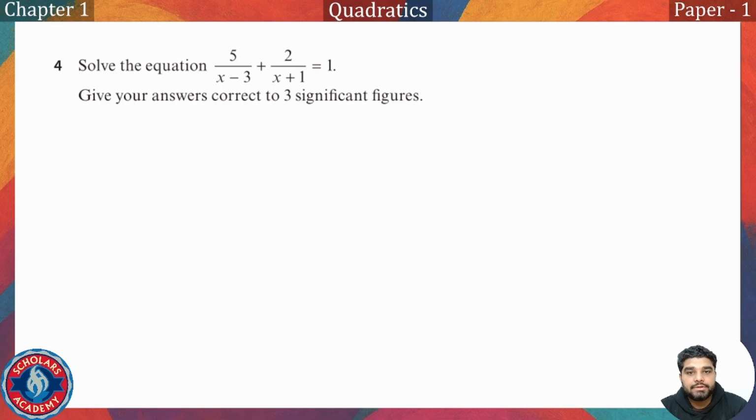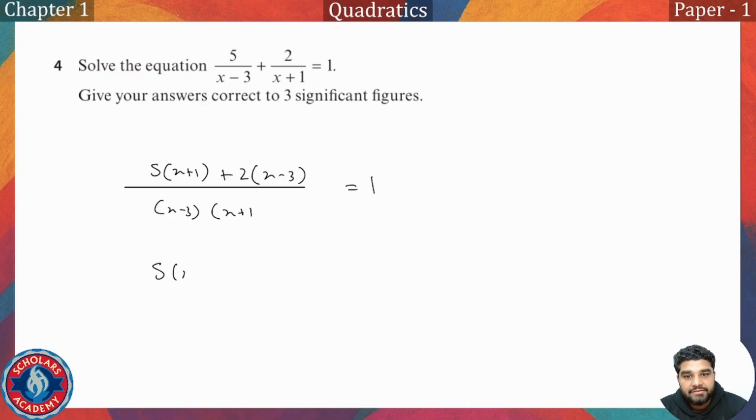So, simplifying this equation and giving the answer to three significant figures. First of all, we'll take the LCM over here, that is (x minus 3) times (x plus 1). That gives us 5 times (x plus 1) plus 2 times (x minus 3) is equal to 1 times (x minus 3)(x plus 1), because the denominator goes to the other side and gets multiplied with 1.